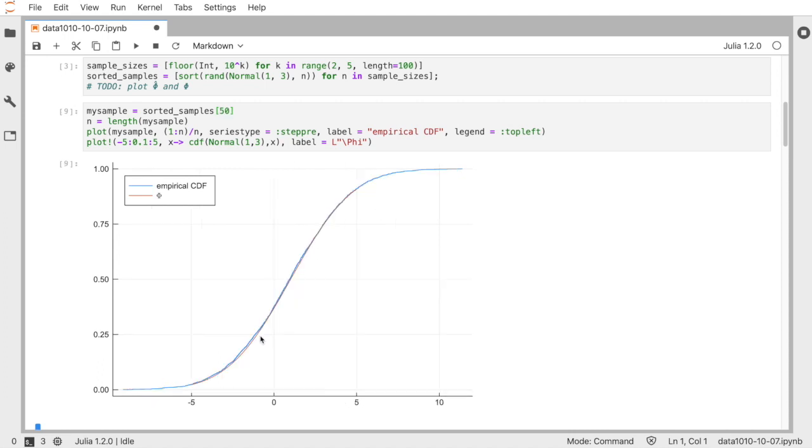Philosophically, what this is telling us is that if we get many observations from a distribution, we can see the distribution in a very tangible sense by plotting its cumulative distribution function. And that, with high probability, is going to be very close to the actual CDF.